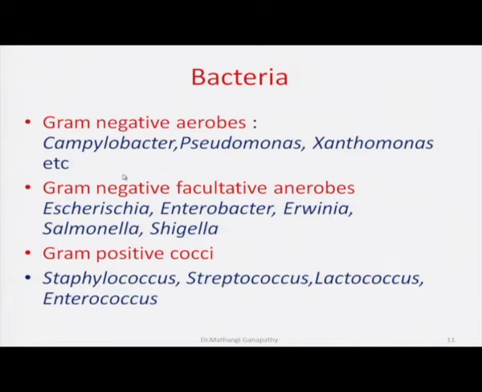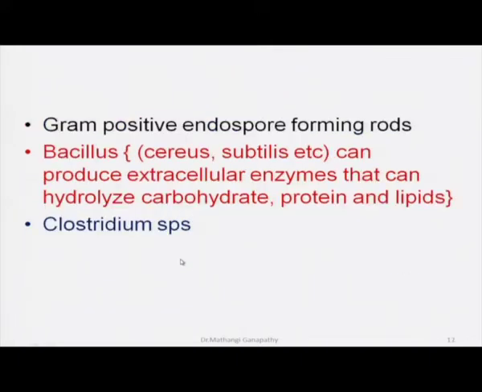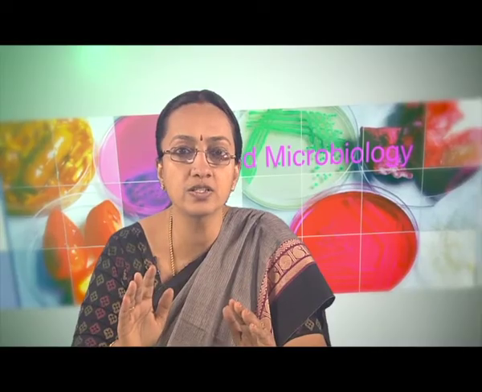So, gram-negative aerobes you have, gram-negative facultative anaerobes you have, gram-positive cocci you have. The next class we are talking about is gram-positive endospore-forming rods. Now, this is a major aspect which causes foodborne disease, very lethal.